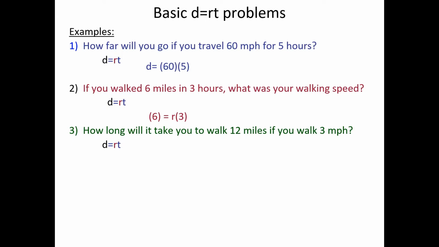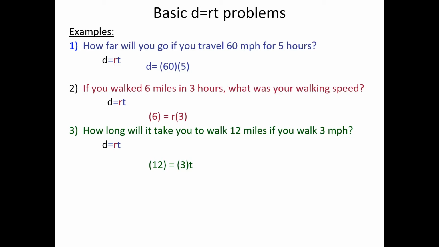And how long will you walk? It will take you to walk 12 miles if you walk 3 miles an hour. Well, how long is a way of talking about time in this case. And we got 12 miles and 3 miles per hour. I can tell that it's time really easily because that's the missing one. 12 miles is a distance. 3 miles per hour is a rate. So I plug it in, and there you go. All those are very easy to solve problems. They're all one-step equations. Nothing too serious there.